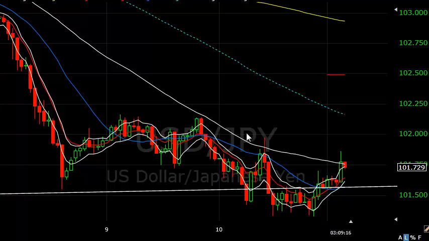It's testing this hourly 50 MA. It's tested it a couple of times now, and I'm looking, if we get the pullback, so I can buy in at a decent level, then I will buy that. If it doesn't pull back, then I obviously won't be able to get in. So that's what I'm doing there.